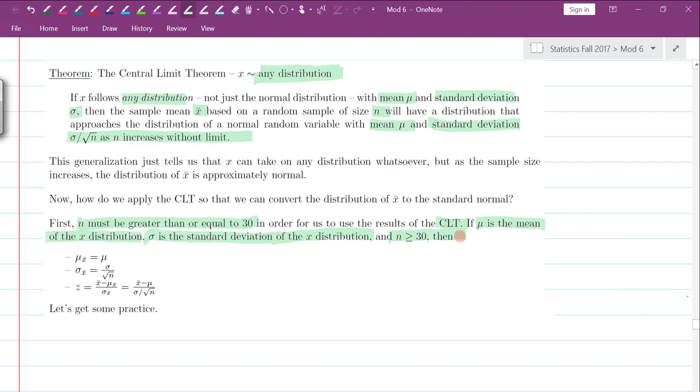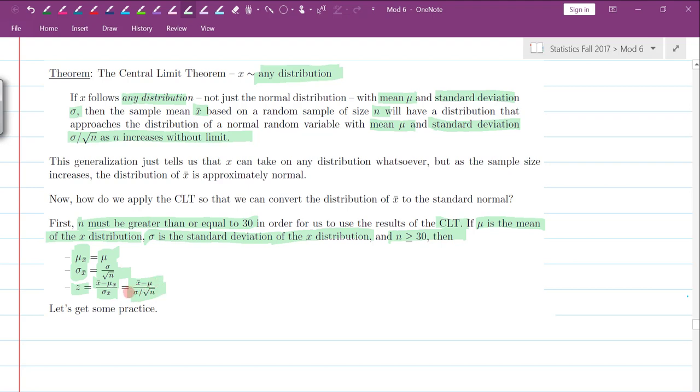Which means we can assume normality, okay? When we have that, our mean of x bar is just going to be equal to our population mean, mu. Our standard deviation of x bar is going to be equal to the standard deviation sigma divided by the square root of n. Our z is going to be x bar minus the mean, divided by the standard deviation of the mean, which is also equal to x bar minus mu, divided by sigma divided by the square root of n.